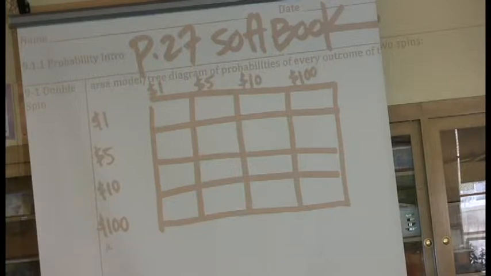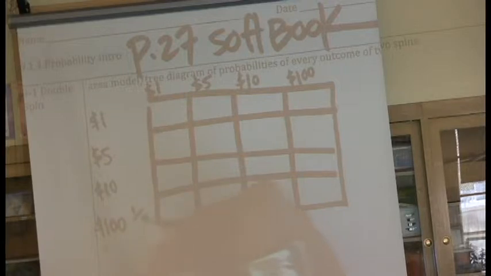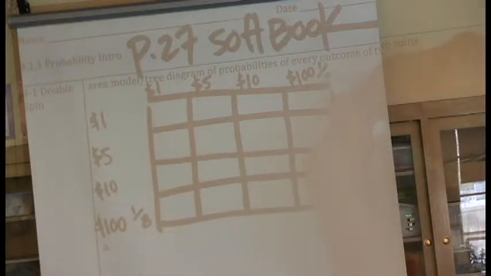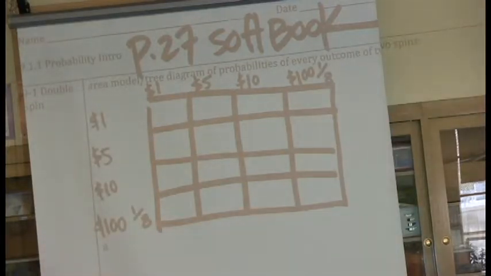Well, they already told me one of them. What fraction did they tell me? 1/8 is $100. So next to $100, I'm going to label that 1/8 on both sides of my area model.